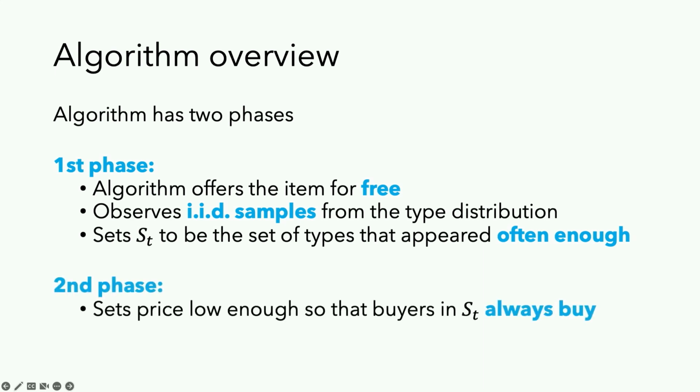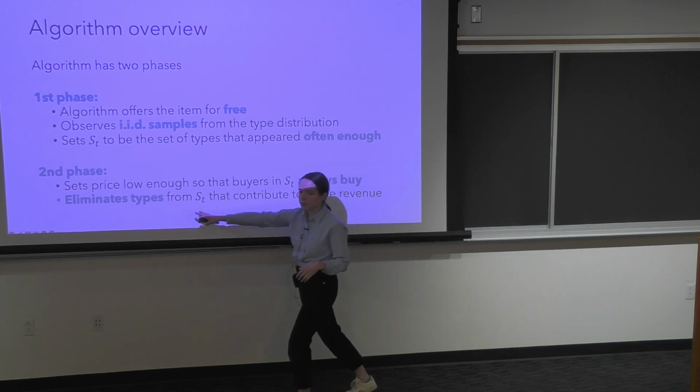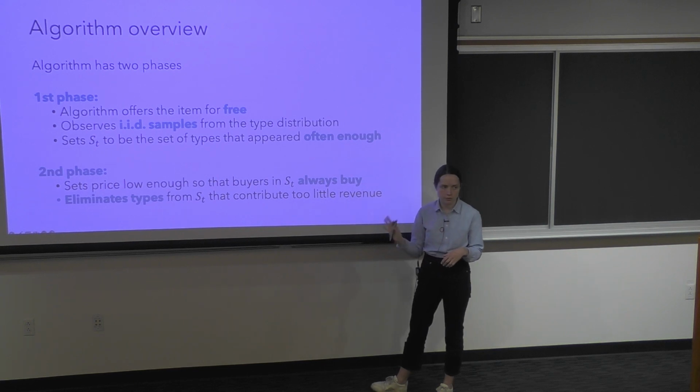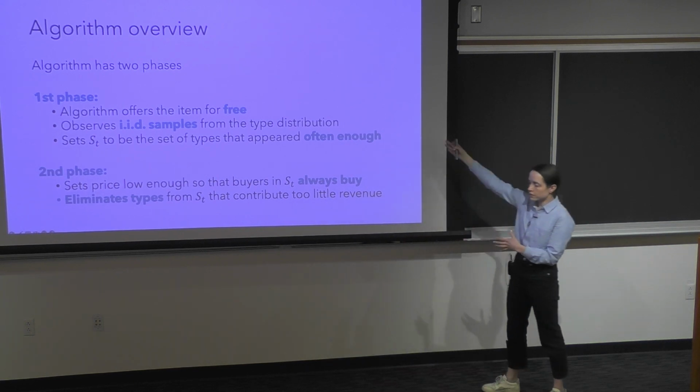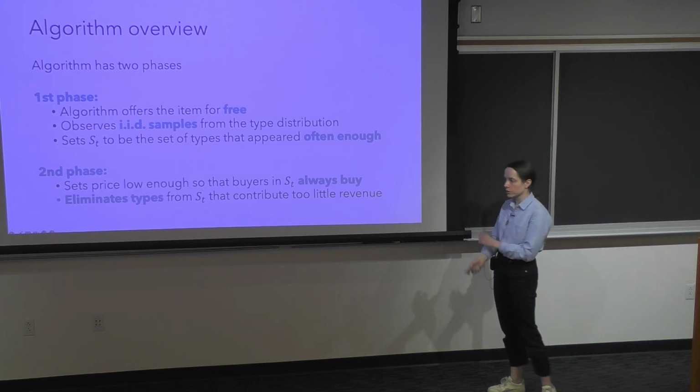Okay, so we've offered the item for free. We've gotten our IID samples. We have a sense of which types are frequent, which are rare. And now in the second phase, the algorithm is always going to set the price to be low enough that buyers in this set S_t, the set it's targeting, always buy the item. And it's going to gradually eliminate types that it's targeting that it decides contribute too little revenue. So this is the overview, and maybe I'll go into these two steps in a tiny bit more detail.